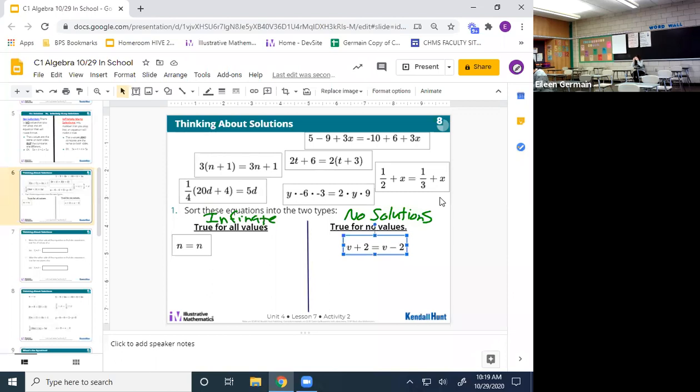Good, because our variables are the same on each side, right? But our constants, what are they? They're different, right? Because we have a plus 2 and we have a minus 2. Very good. Gabe said he chose another one, the 1/2 plus x is equal to 1/3 plus x.